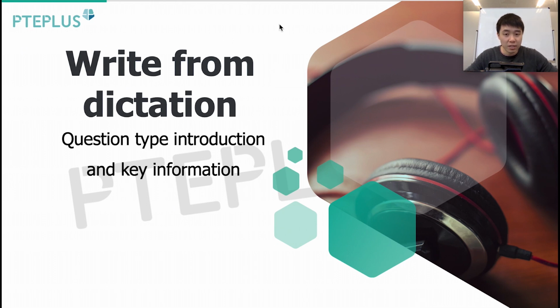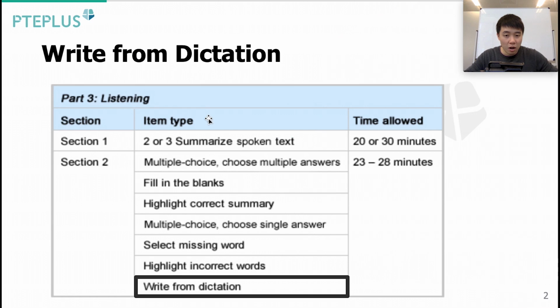Today, the topic of this lesson would be the question type introduction for writing dictation and the key information you must know. Arguably, writing dictation is the most important question in the entire listening section, and it is the last question of the exam. So, time management would be very vital for this section of the exam because in section 2, the questions are timed altogether. That means if we don't leave enough time for us to complete the questions, we might not be able to get to the question at all.